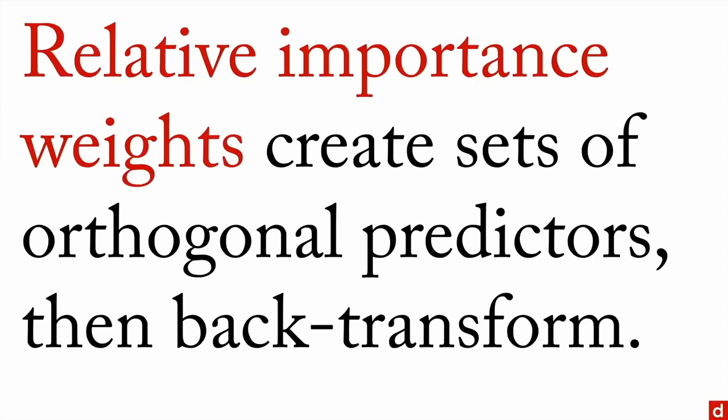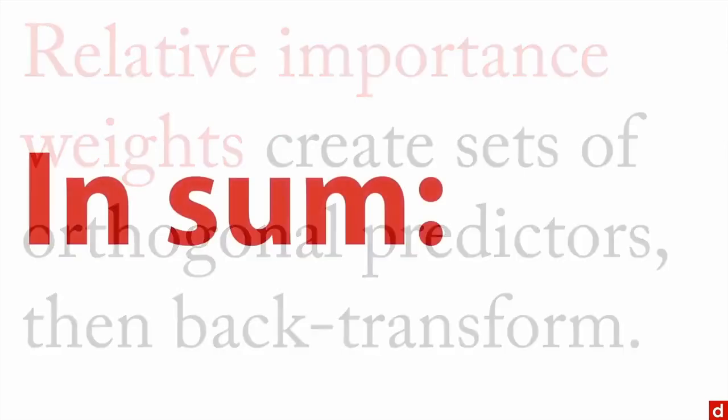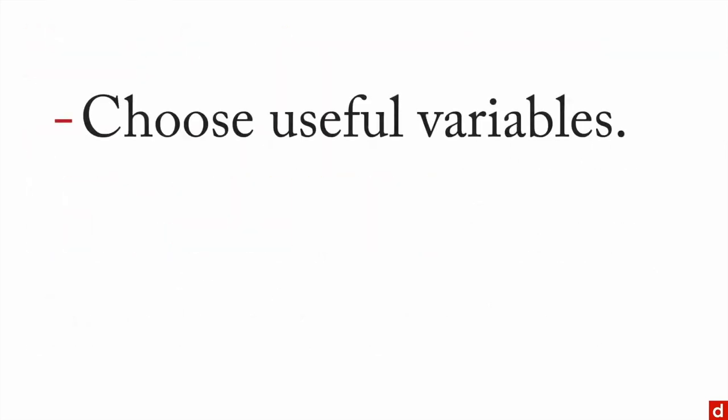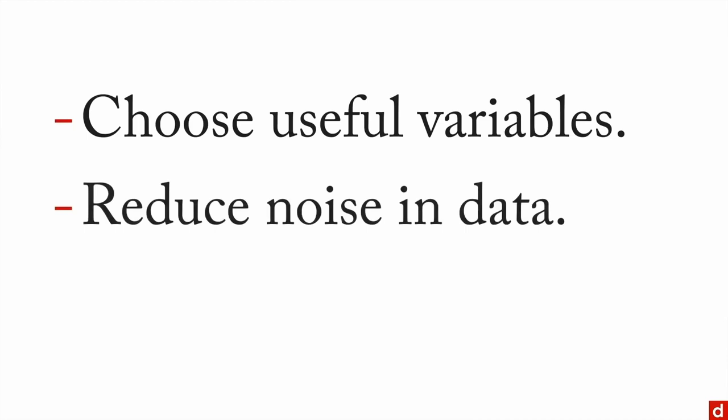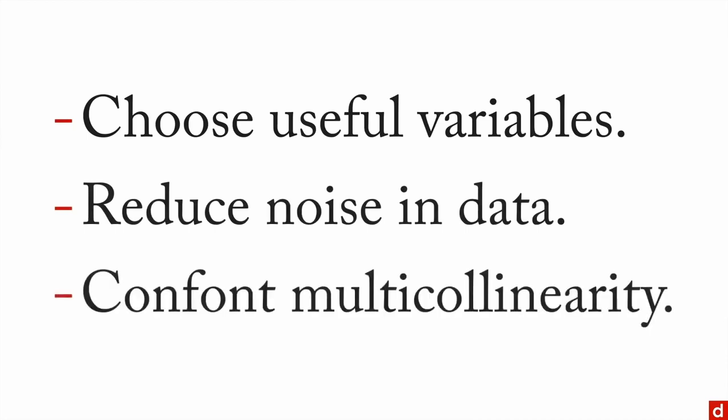And so that's yet another way of dealing with the problem of multicollinearity and trying to disentangle the contribution of different variables. In sum, let's say this. What you're trying to do here is choose the most useful variables to include into your model. Make it simpler, be parsimonious. Also, reduce the noise and distractions in your data. And in doing so, you're always going to have to confront the ever-present problem of multicollinearity, or the association between the predictors in your model, with several different ways of dealing with that.